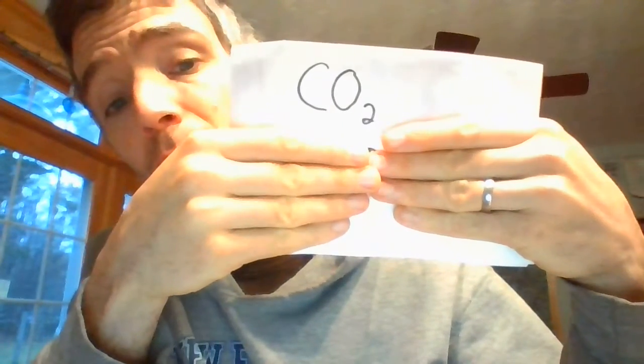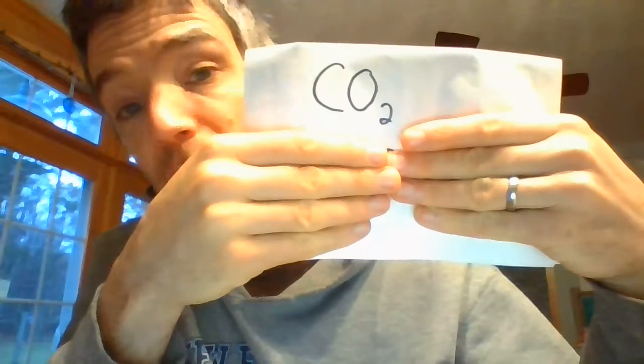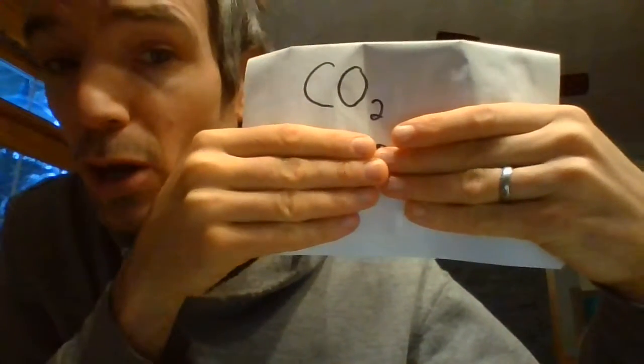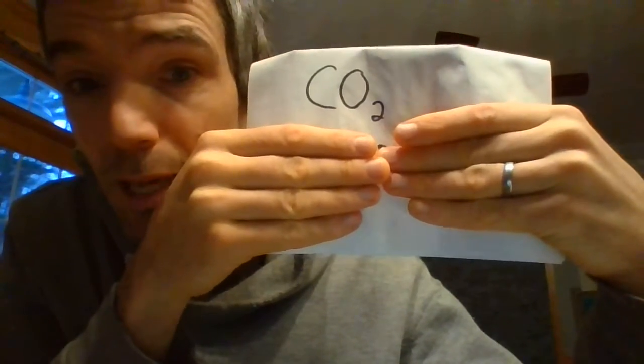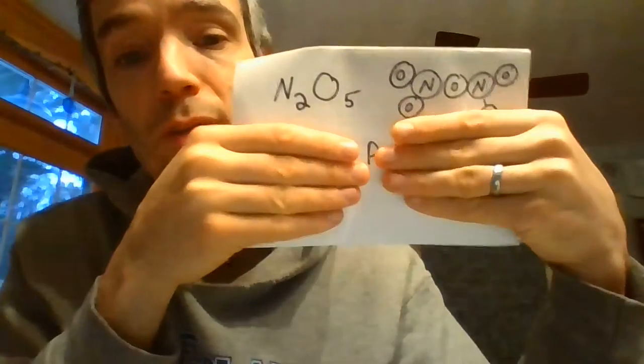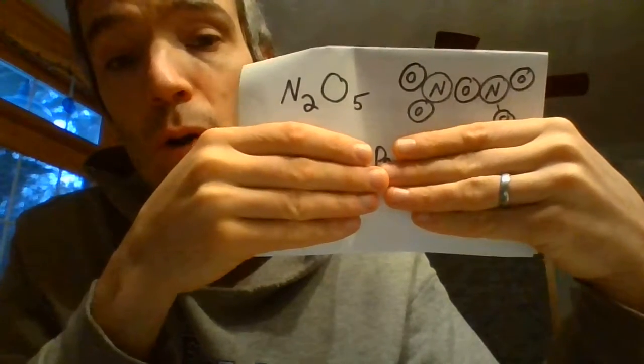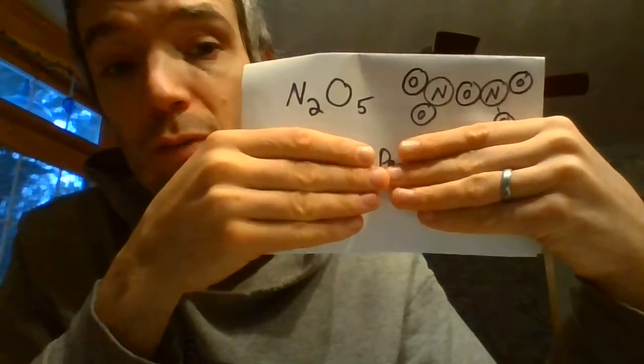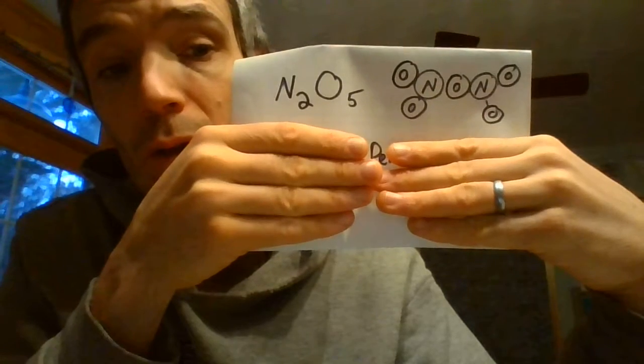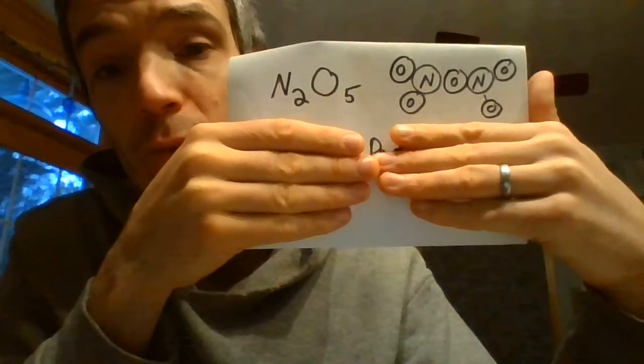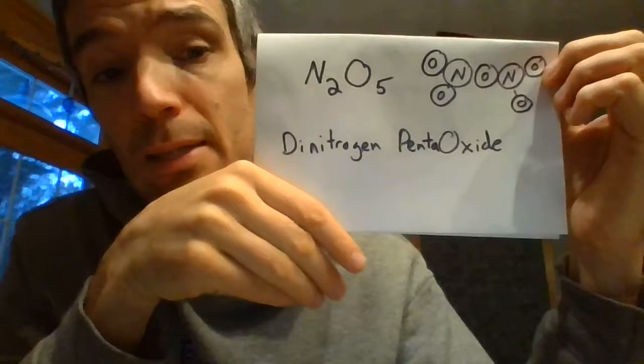Now here's another one. You've got CO2. Now it's not monocarbon monoxide... it's carbon dioxide. And here's a third example, N2O5. Now there's two nitrogen, as you can see in the little picture that I drew there, and it therefore becomes dinitrogen pentaoxide.